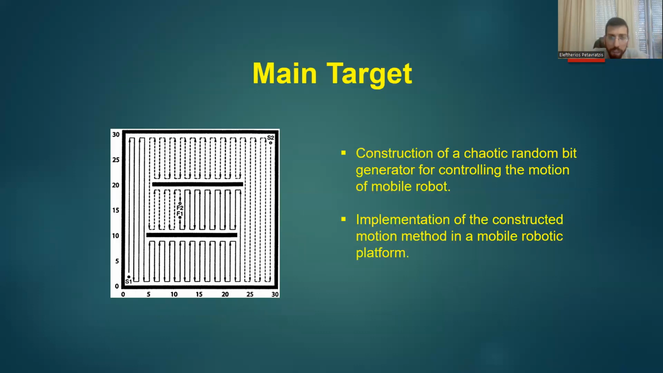As I said before, our main target is to construct a strategy that can move a robot in order to explore a given area. Of course, we additionally want our robot to move randomly inside this area. So in order to do that, we decided to create a chaotic random bit generator.